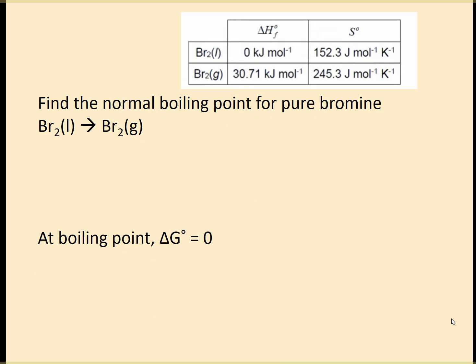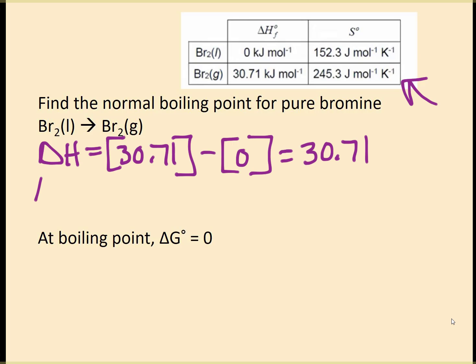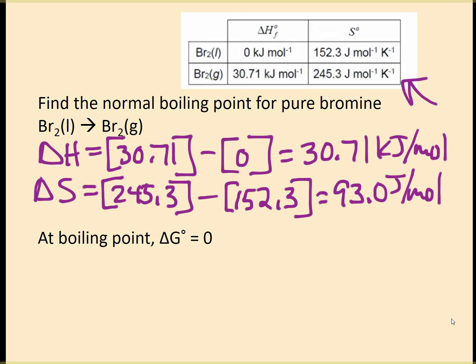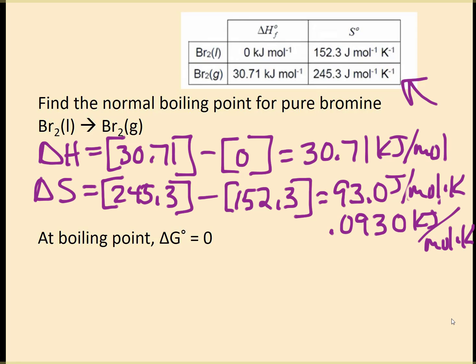So let's do a problem where we put everything together. So first of all, it says find the normal boiling point for pure bromine, and we are given this thermodynamic data. So we have our delta H and we have our entropy. So I'm going to find my delta H by taking the products minus the reactants. Now I'm going to find my delta S. Again, products minus the reactants. My delta S is in joules, so I'm just going to quickly change it to kilojoules by dividing by 1,000. I know at the boiling point, my free energy will be 0.